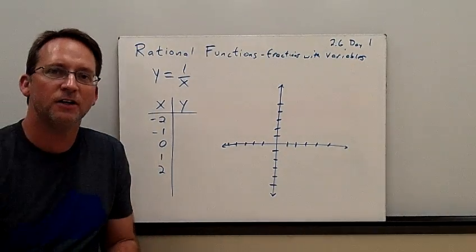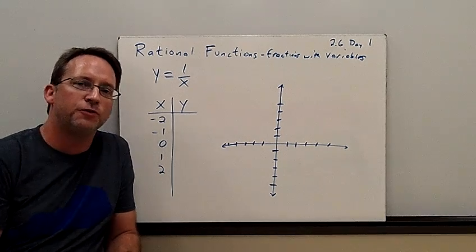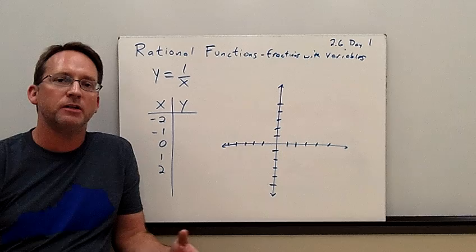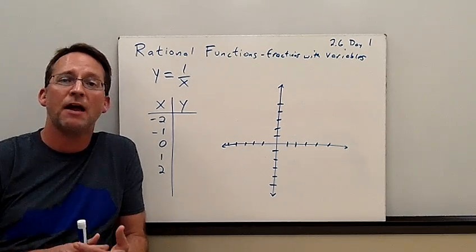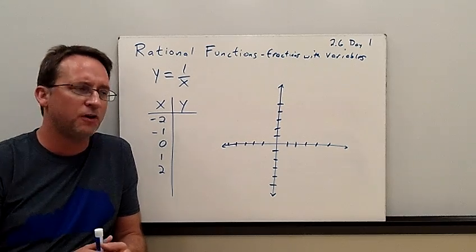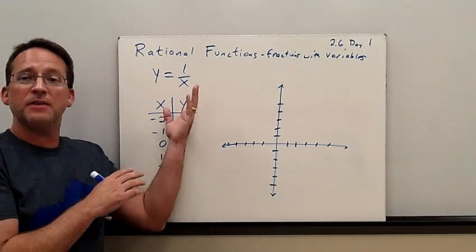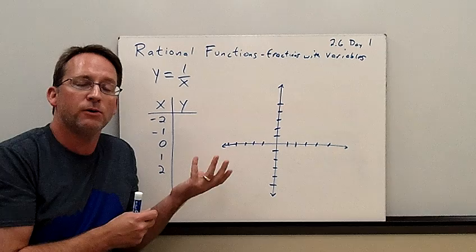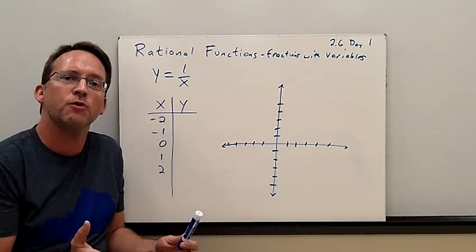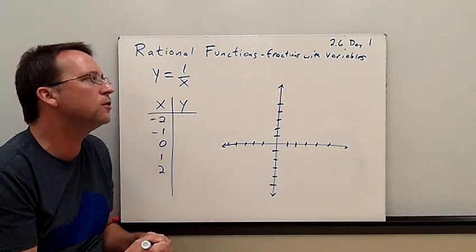The last section of Chapter 2 involves rational functions, which is a fancy way of saying you've got fractions that have variables in them. I want to talk about how we graph those today and look at some of the important features of rational functions. We've talked about this basic rational function, y equals 1 over x, before. We just call it the reciprocal function. Quick reminder of what that graph looks like.